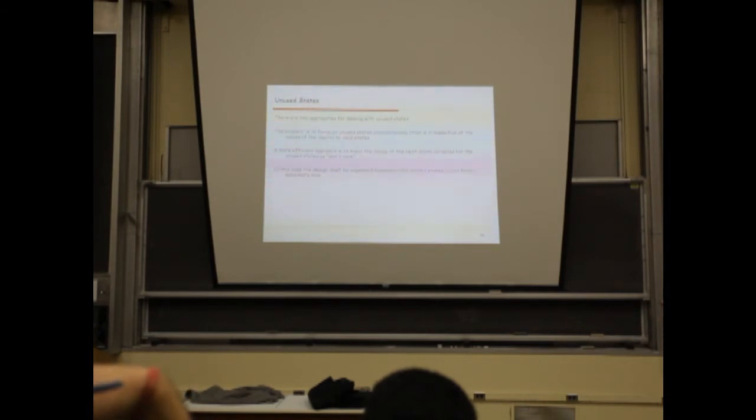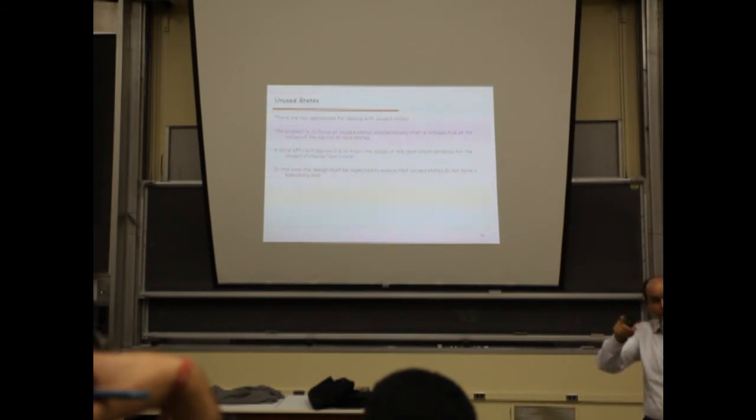So the simplest is to force all unused states unconditionally to go to valid states. Don't treat them as don't cares. A more efficient approach is to treat the values of the next state variables for the new states as don't cares, but in that case, the choice of the don't cares should force your machine to go to used states in case it ends up at an unused state.